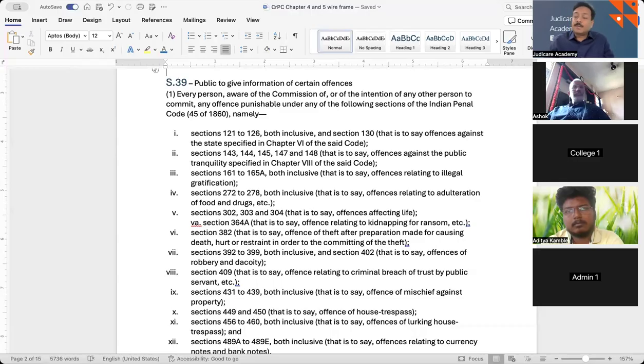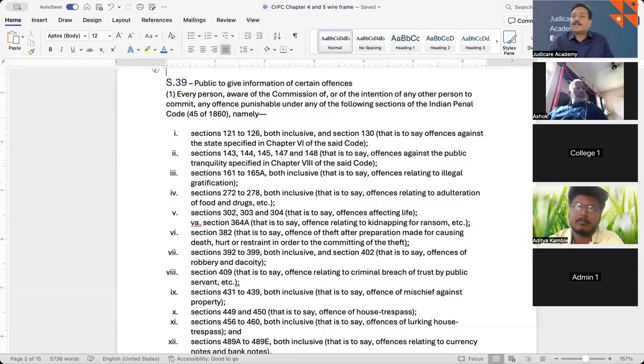So tomorrow, if it is somehow proved that you were aware that there was a dacoity plan which was going to happen, you very well were aware of that, it was very well done in your presence, and you could have come and informed the police, you also become a party in one of the offenses under section 39. You will also be prosecuted.